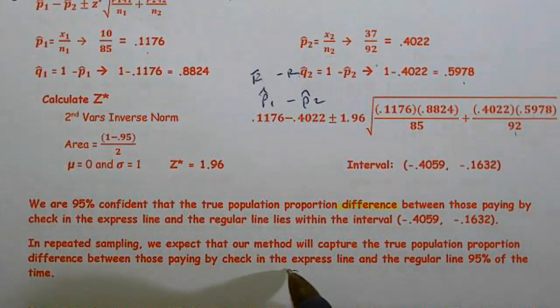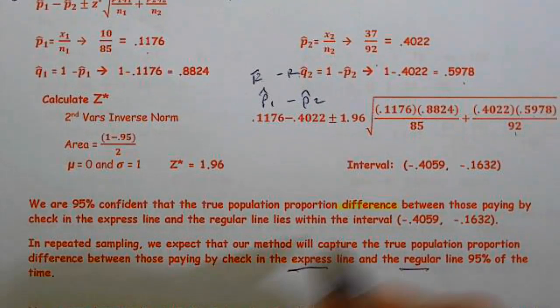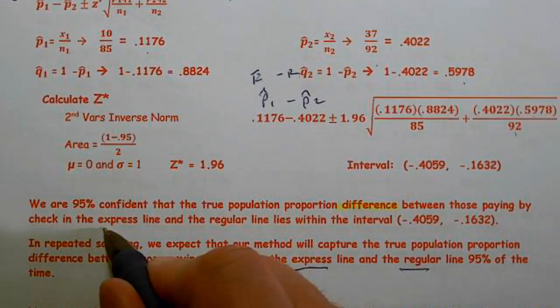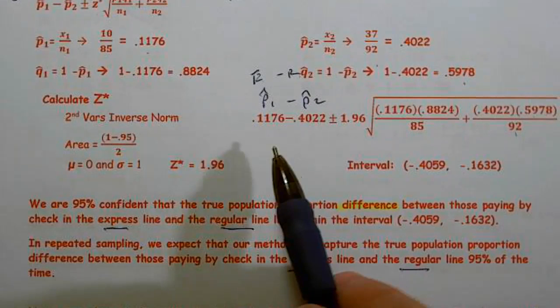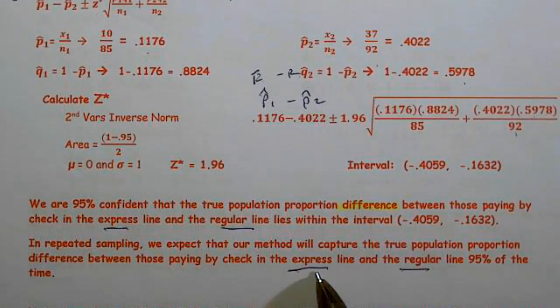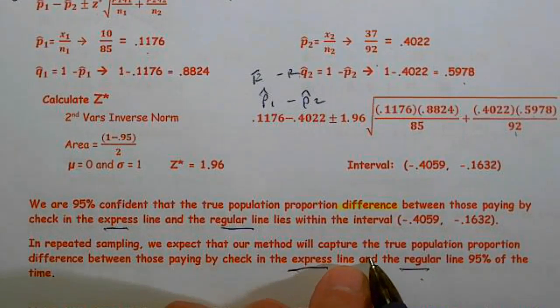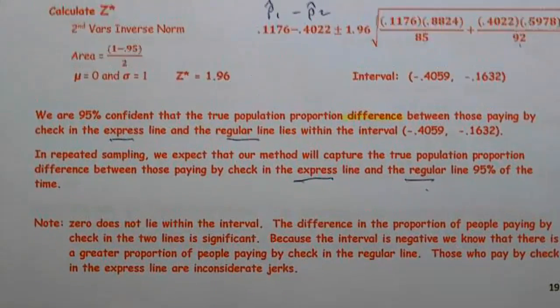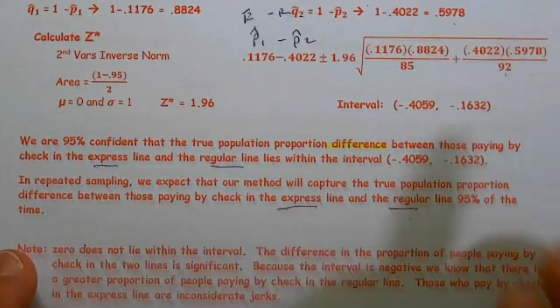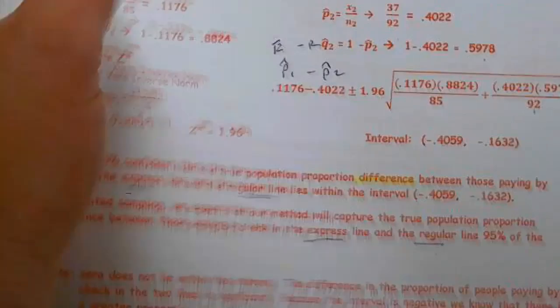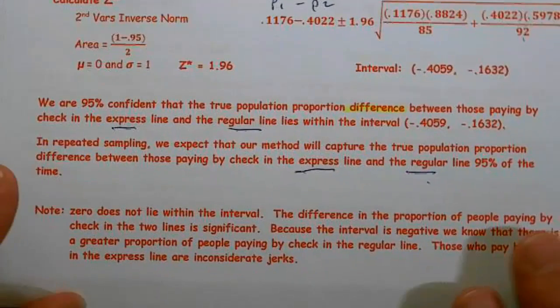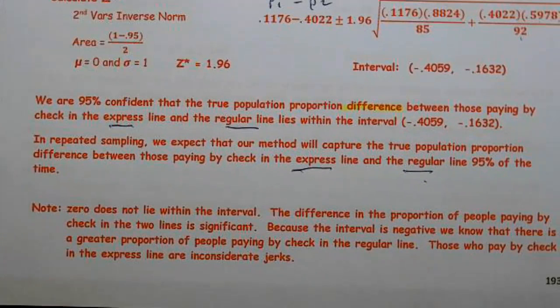Make sure that when you write these, you go in the order you subtracted. And we went express minus regular, so I wrote express and regular. It probably would have been better if I had put paying by check in the express minus the regular 95% of the time. And if we notice, 0 does not lie within the interval. So consequently, we can say the difference in the two lines is significant.